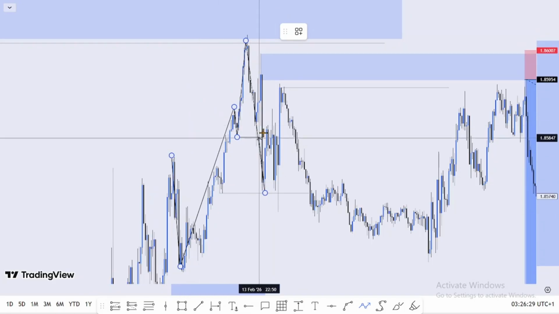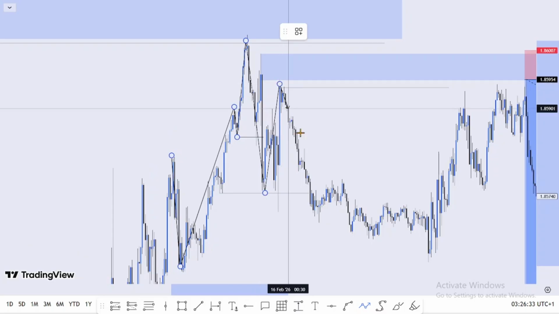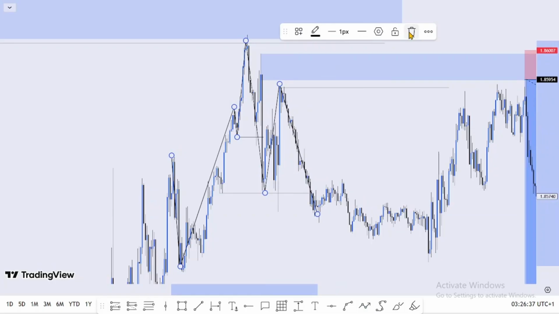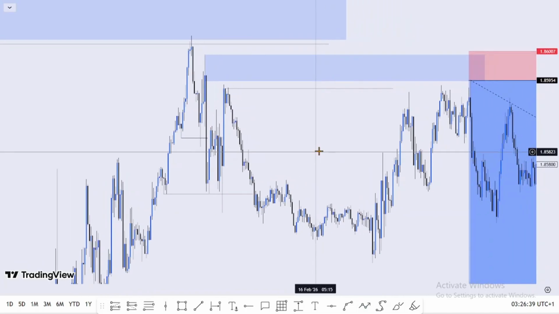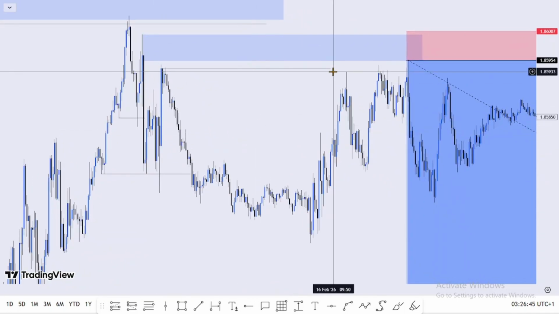We have gotten our structure. We now want to see our liquidity. So this is where our liquidity was. After we got our structure and our liquidity, now we look for the key level to trade from, and this is the only clear level that is closest to the liquidity, which is this order block. So I marked it out.